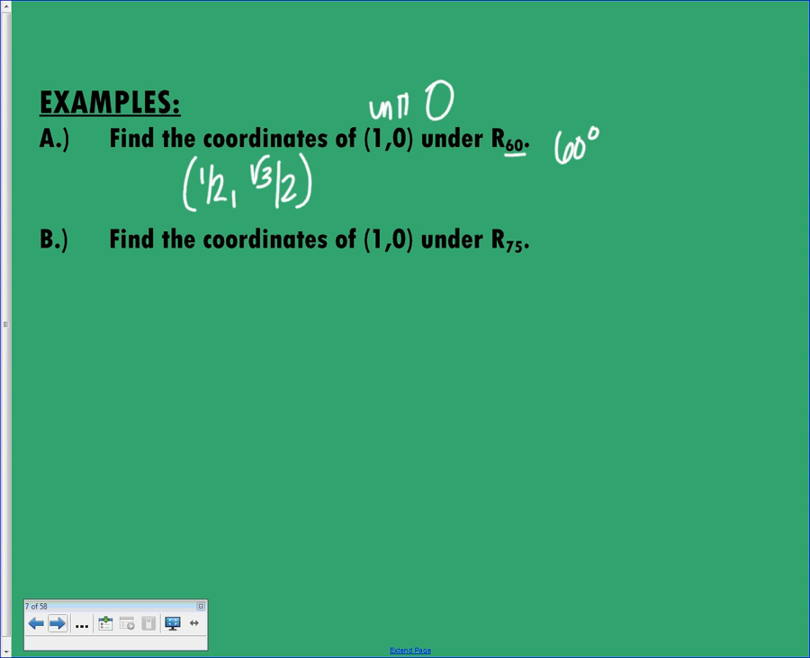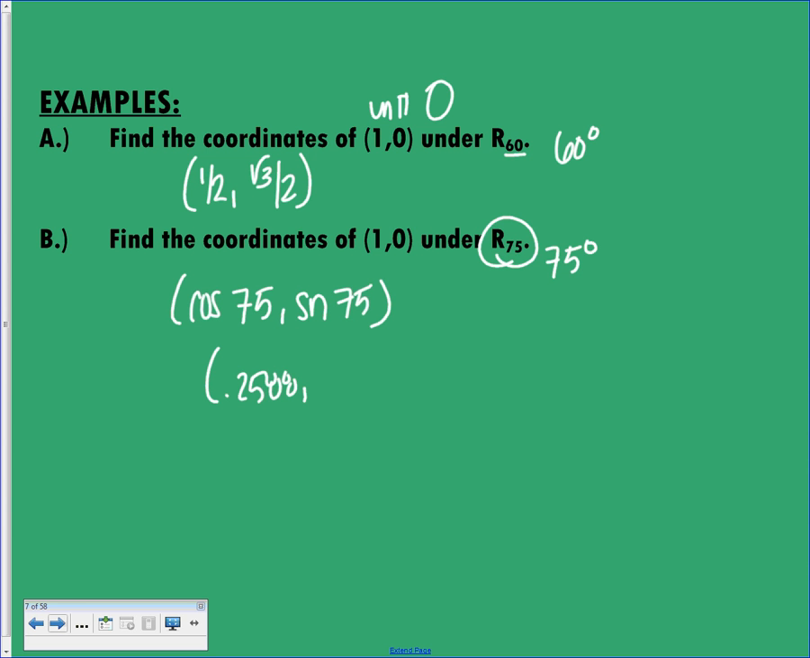Okay. Part B says coordinates of (1, 0) under a rotation of 75. Well, that is not one of our special angles, okay? But you know that all the coordinates are cosine of that angle followed by sine of that angle. So all you need to do at this point, if it is not on the unit circle, okay, is type it in your calculator. So cosine of 75 is 0.2588, and the sine of 75 is 0.9659. So that would be your ordered pair.